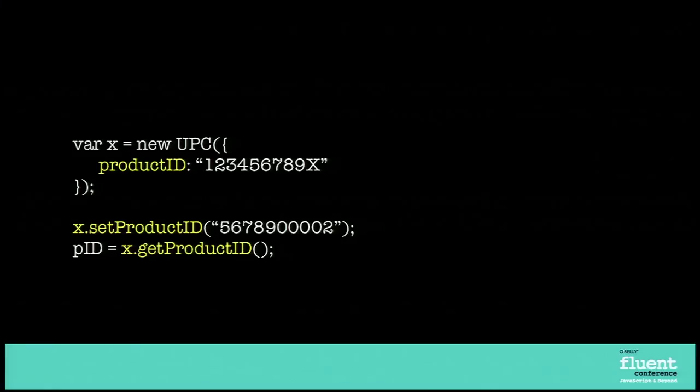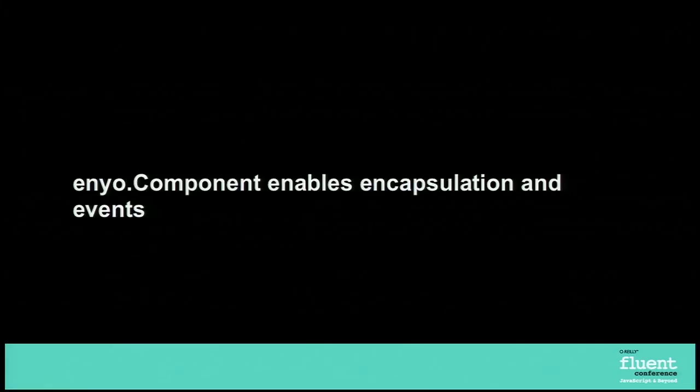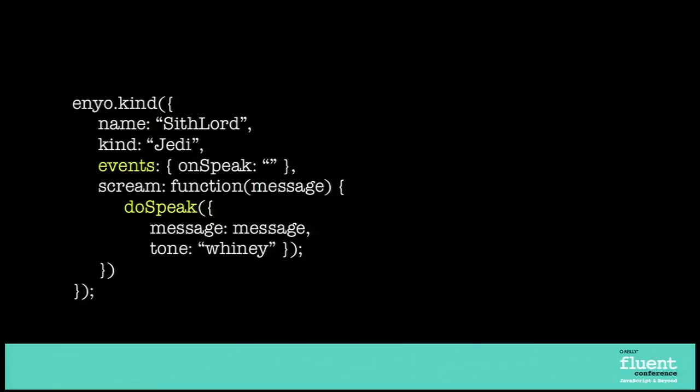The next level is Enyo Component. Enyo Component is based on Object, but this provides our encapsulation model as well as our event model. So one of the really important ideas is that objects can own other objects. Well, here's an example. I'm creating a Sith Lord kind here. I'm basing it on the Jedi kind I already happen to have.